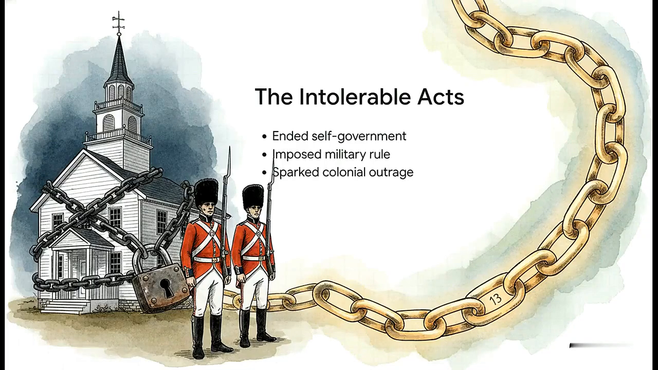Well, the crucial point here is that Britain chose a harsh, completely sweeping punishment. In 1774, they passed what the colonists appropriately called the Intolerable Acts. These acts essentially stripped Massachusetts of its historic right of self-government and imposed strict military rule. London's goal? To isolate Massachusetts and make a brutal example of them. But it completely backfired. It sparked outrage and resistance across all 13 colonies, ironically binding them together in solidarity.